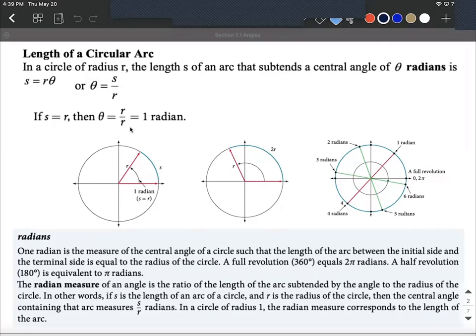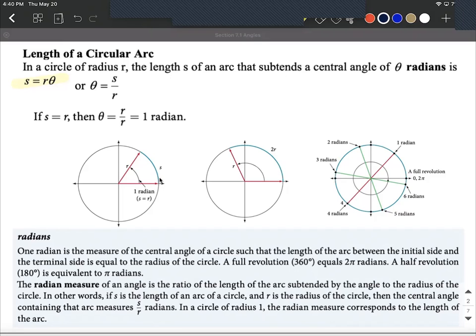As we take a look at this, the length S of an arc that subtends a central angle of theta radians is given by this formula, S equals R times theta. I know those words sound confusing to a lot of students at first. The length S of an arc that subtends a central angle: what we're talking about there is the distance around the outside of the circle.